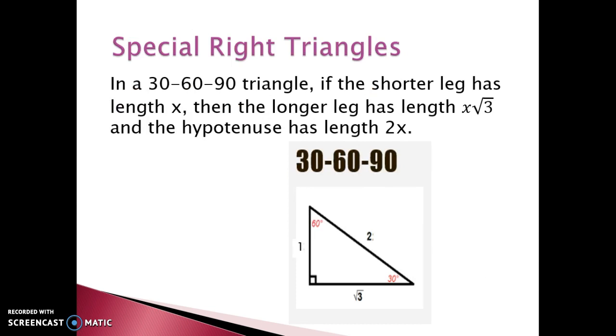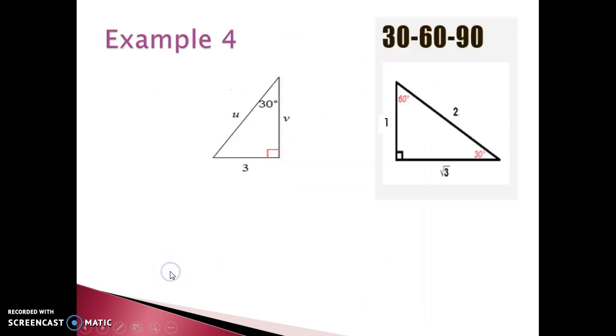Now let's talk about a different one. This one is called a 30, 60, 90 triangle. And they are all going to be proportional to this picture, where the short leg is 1, the long leg is square root of 3, and the hypotenuse is 2. We can set up all our proportions from that.